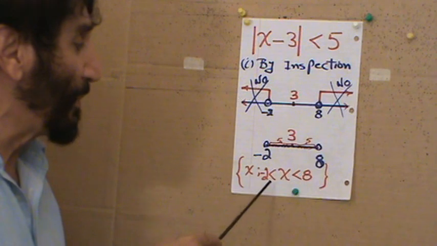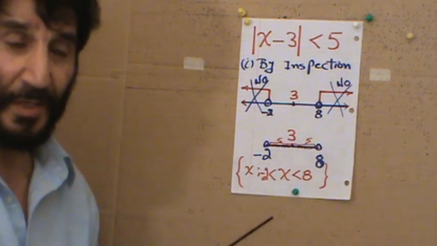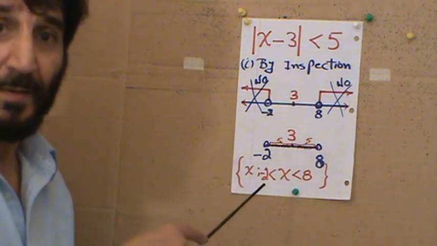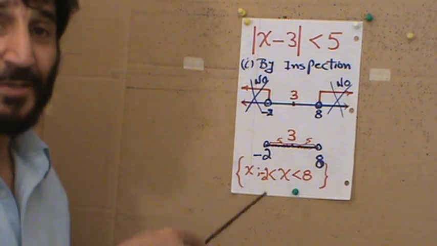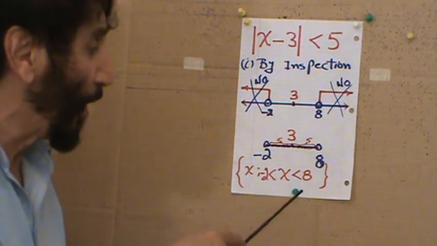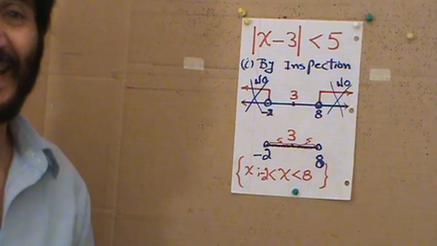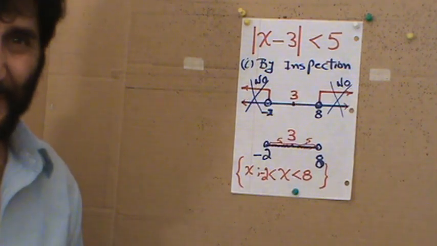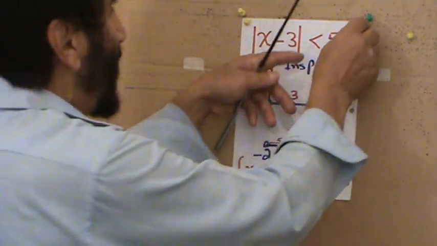So the solution will be the set, in set roster notation, the set of all values of x such that those values are between what? Between 8 and negative 2. Are you with me? Great. All right.